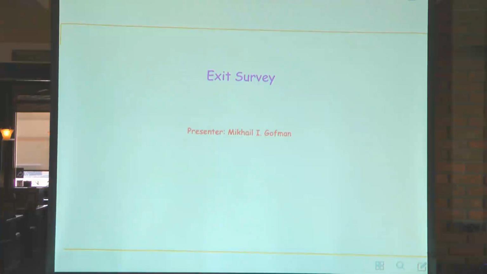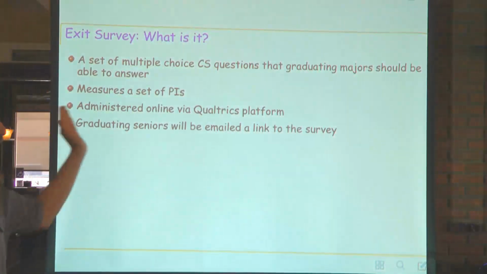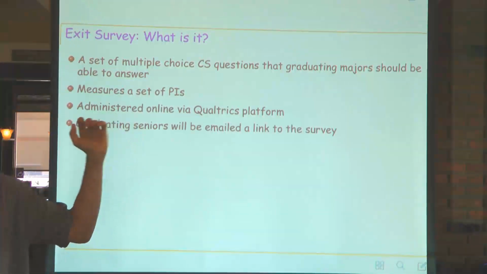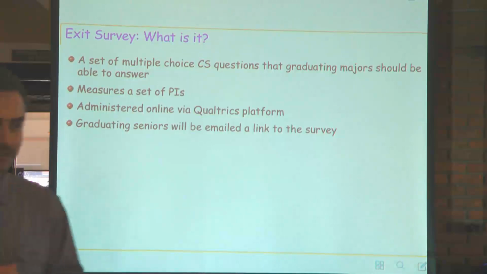So now for something completely different, I'm going to briefly talk about the exit survey. The exit survey is a survey that consists of a set of mostly multiple choice questions that every single senior that graduates from our program should be able to answer. It measures a set of performance indicators, and I'll talk about what they are. It's also administered through the Qualtrics platform, and the graduating seniors are emailed the link, and they're all asked or begged in order to complete it.